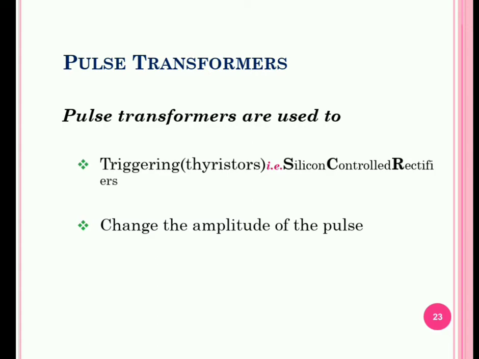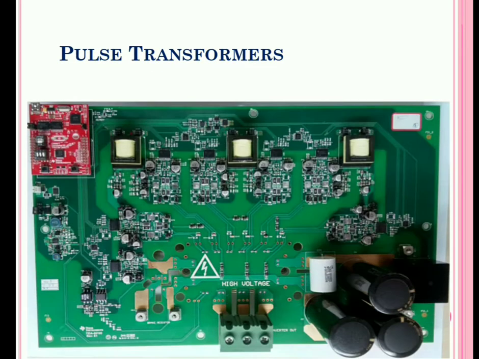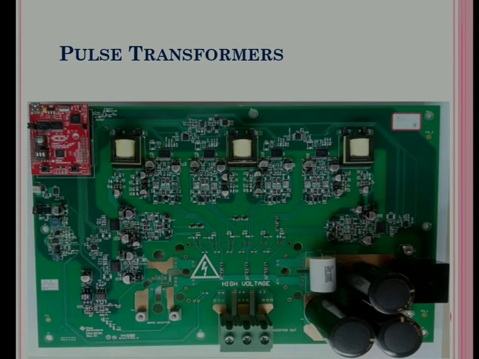In some pulse transformer applications, it is also used to change the amplitude of the pulse. That is for different applications of triggering different devices like SCRs or BJTs or sometimes MOSFETs and IGBTs. They need different amplitudes for triggering the gate of those devices, and for that reason we also use this for changing the amplitude of the pulse. They are also used to invert the polarity of the pulse. That is one application.